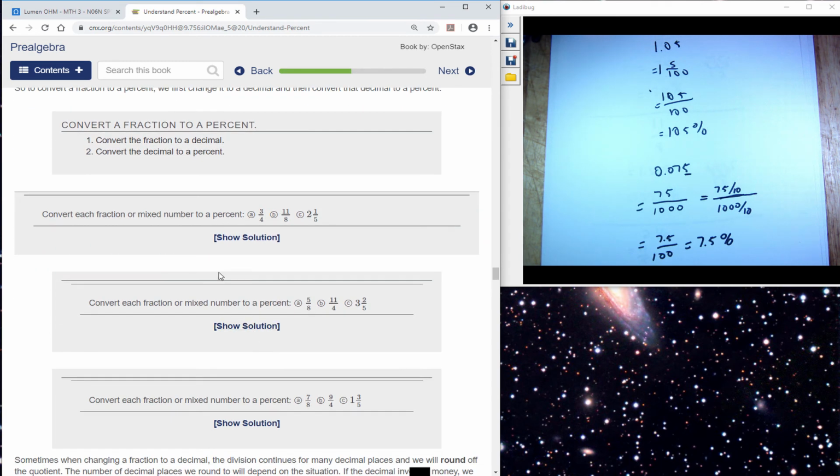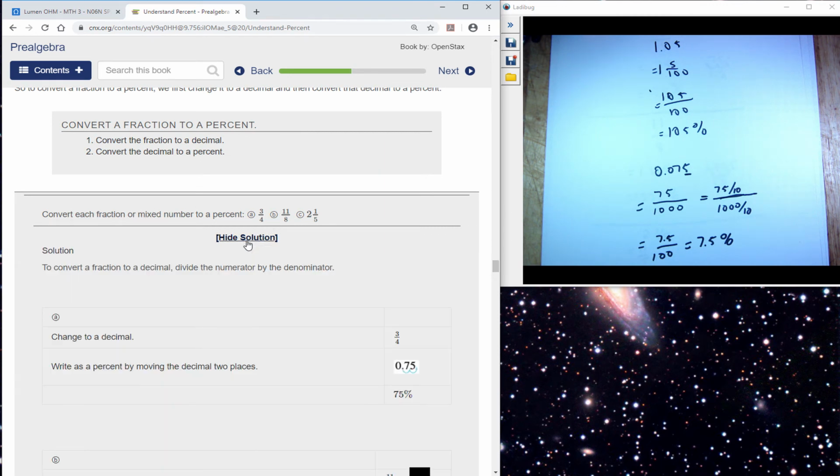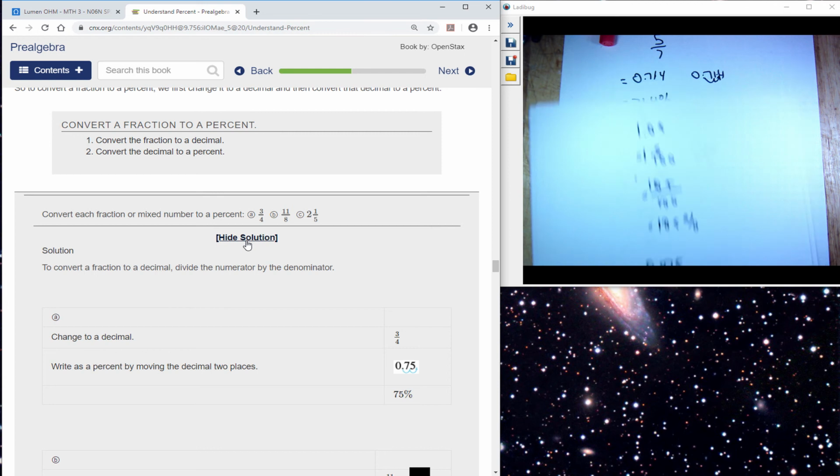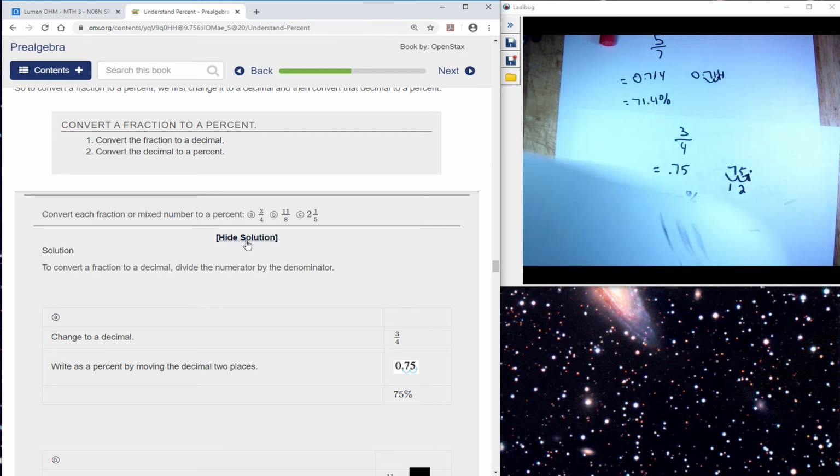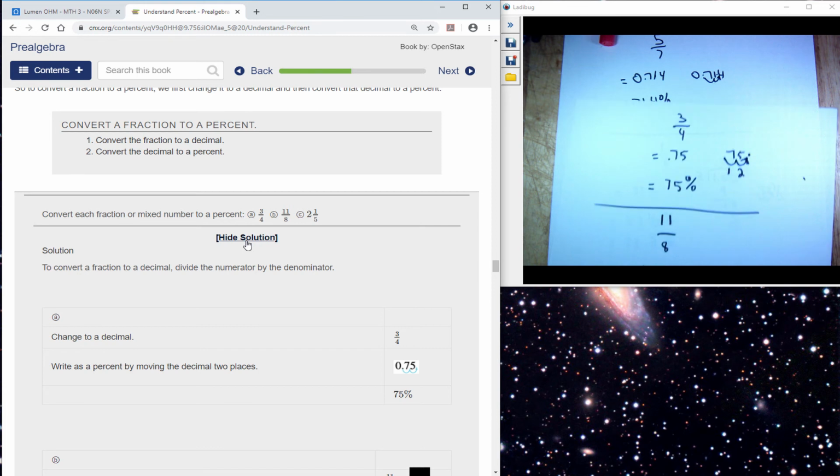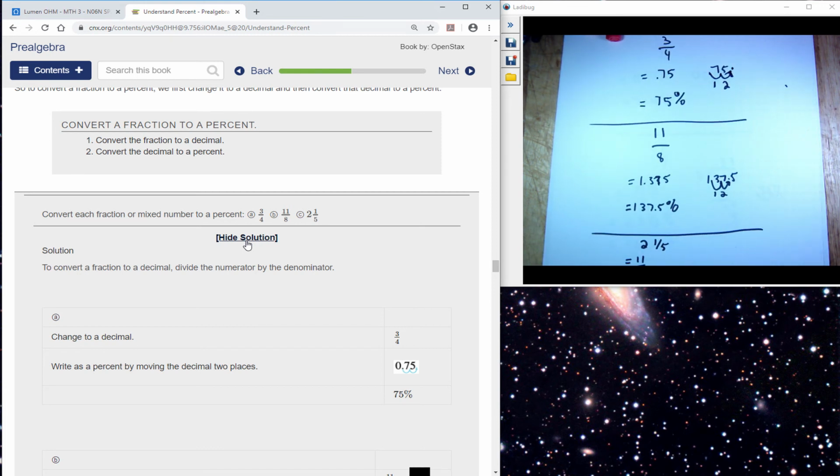Now they ask us to convert each fraction and mixed number to a percent. So here I have a fraction here. So I divide that out and I get 0.75 here. Then I shift my decimal place 2 places to the right, and I put my percent sign in. Now I have 75%.